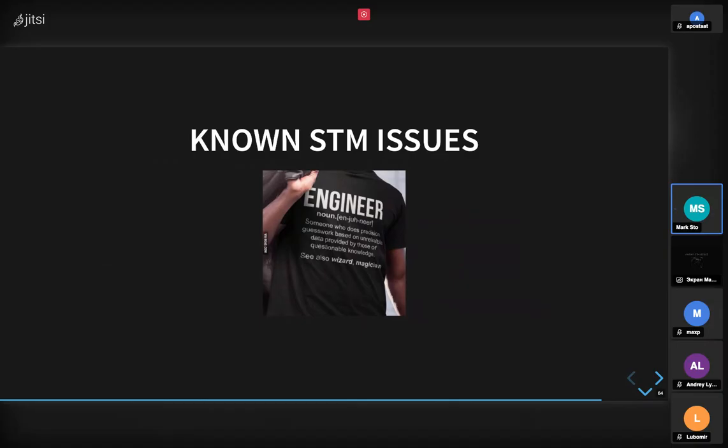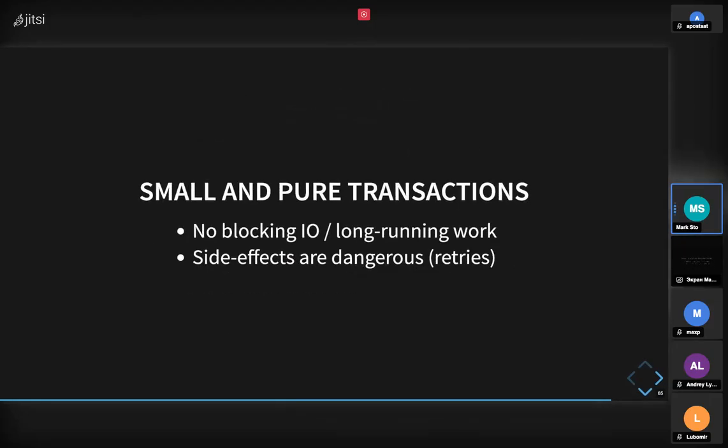But first, it's worth discussing the known design constraints and pitfalls of this model in more detail. So the first important constraint is that transactions must be small and pure. Official and unofficial materials repeatedly emphasize you must not put blocking IO or thread sleeps and other long-running things into your dosync blocks. It leads to massive retries and hanging.